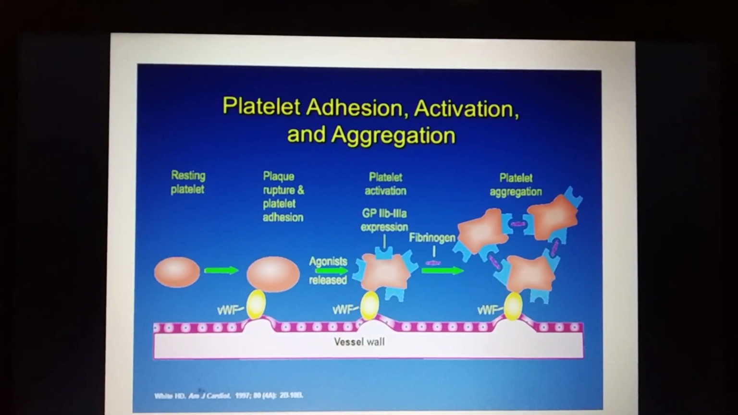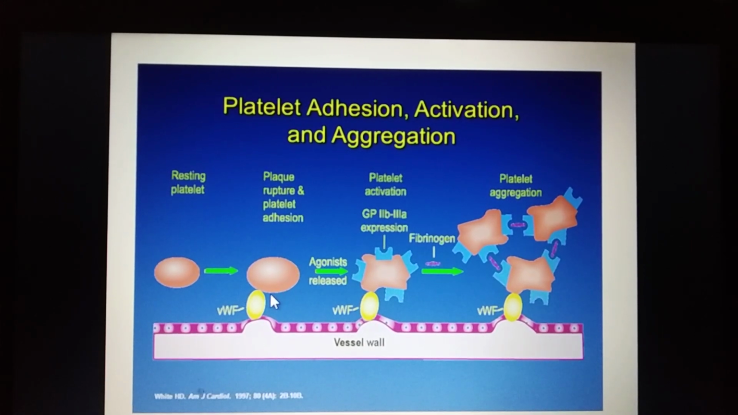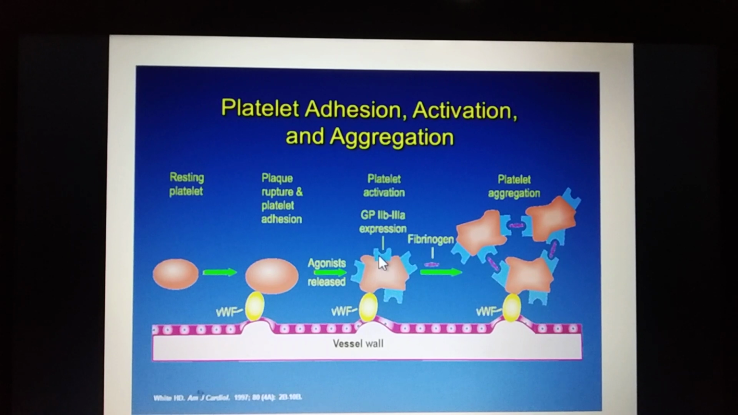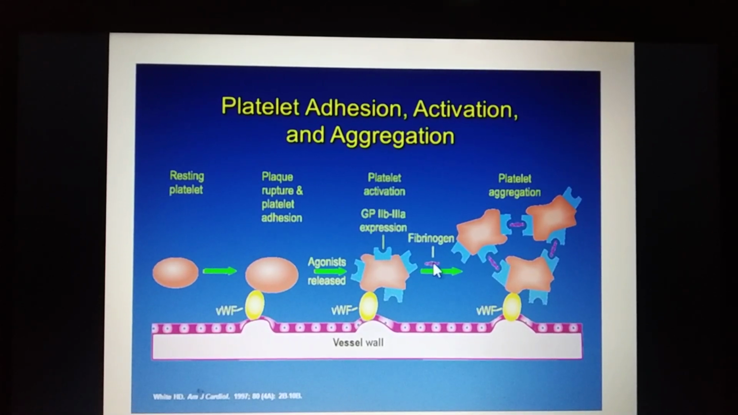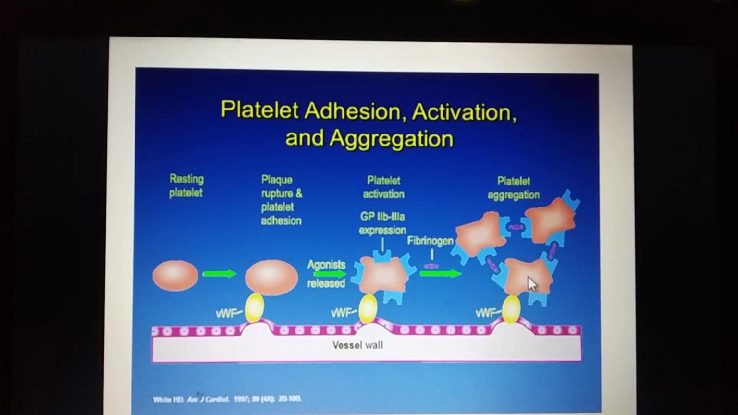Now in this picture you can see there is a resting platelet, and here the platelet got adhered to the injured vessel wall with the help of von Willebrand factor. Now the agonists were released and the GP2B3A receptor expresses over the surface, and now with the help of fibrinogen there is a formation of platelet plug at the site of injury. This is called platelet aggregation.